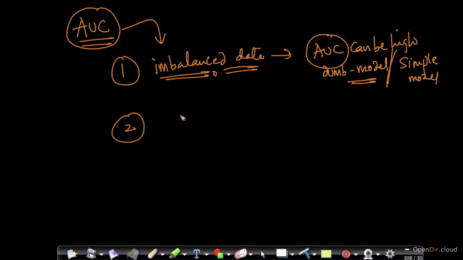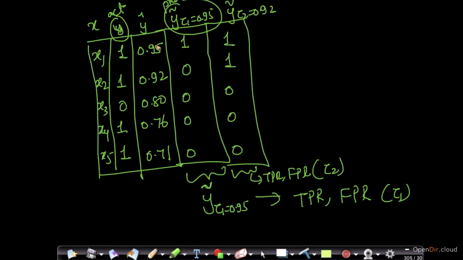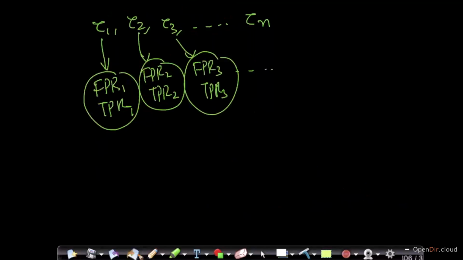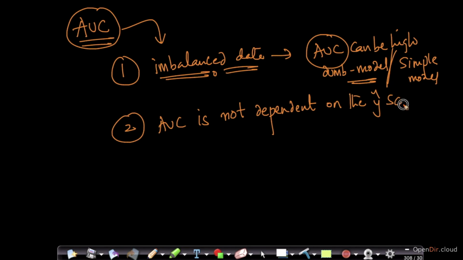Second property is, if you look at it, AUC did not care about the actual values here. AUC only cared about the sorting of this. So AUC is not dependent on the yi hat scores themselves. It only depends on the ordering.